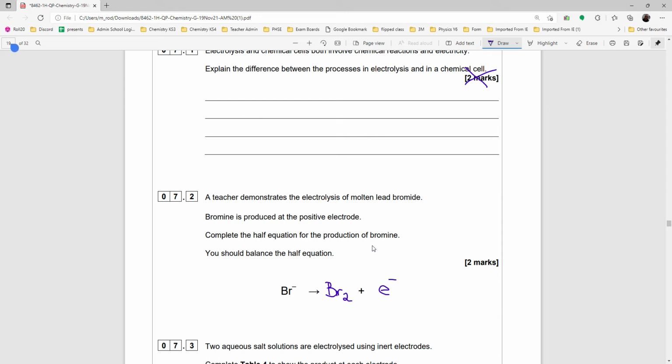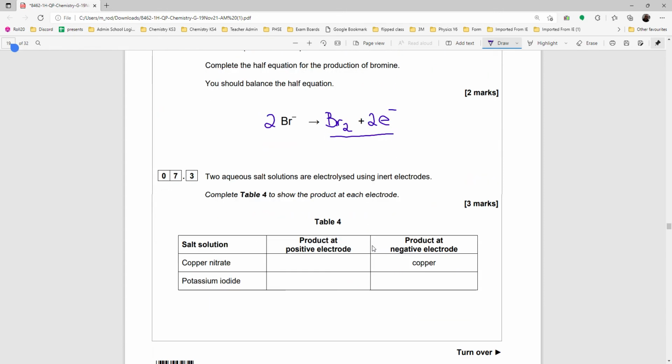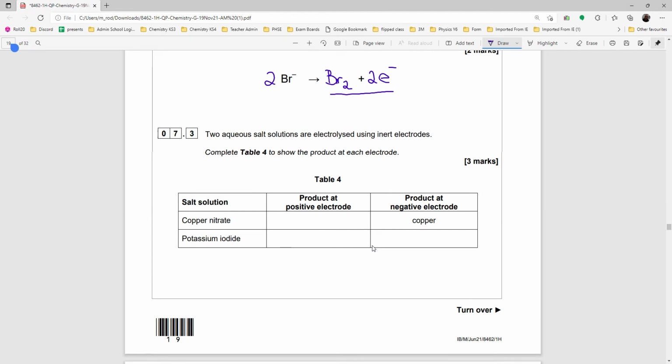Now, if you have 2 bromine atoms, you need 2 bromide ions to make the bromine. If you've got 2 bromide ions, you have to lose 2 electrons. So overall, you need to have what your products are, and you have to balance it. This one's a bit more complicated.